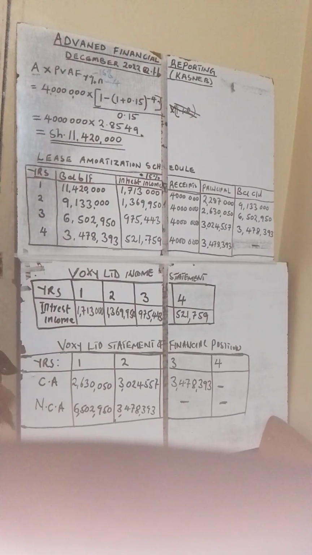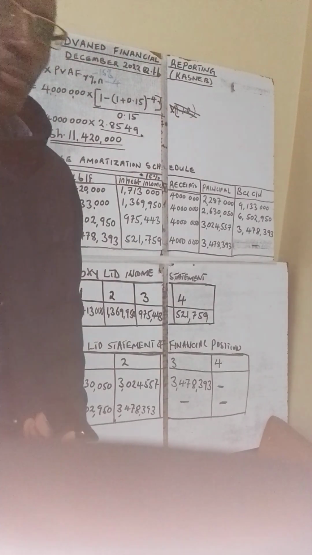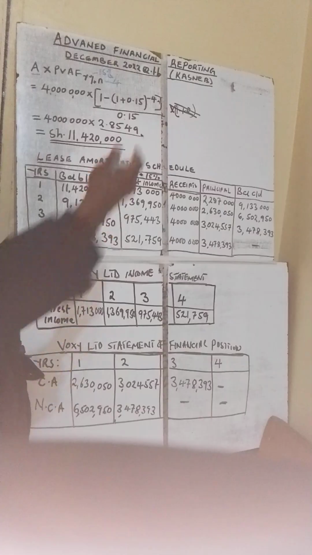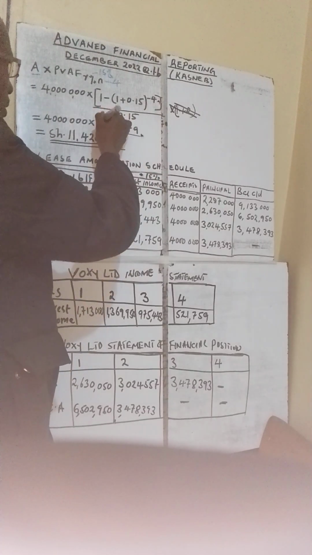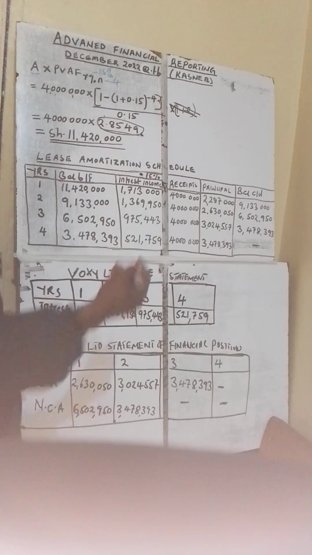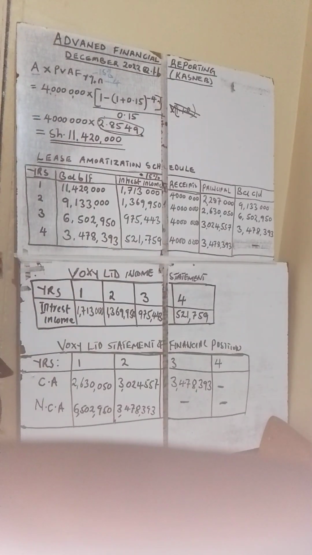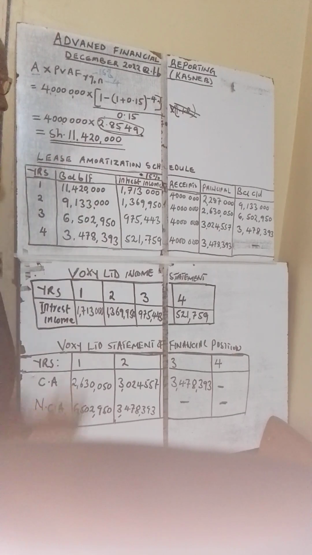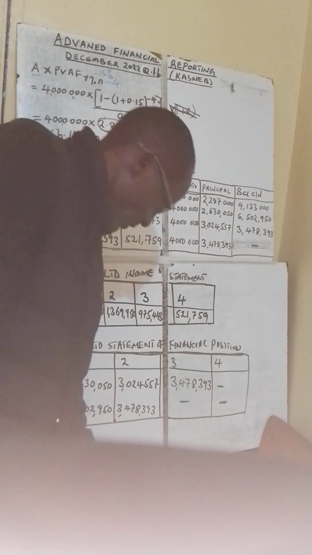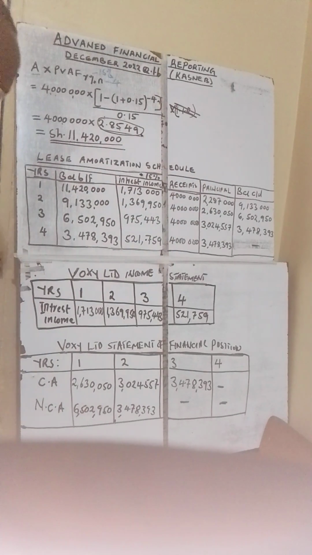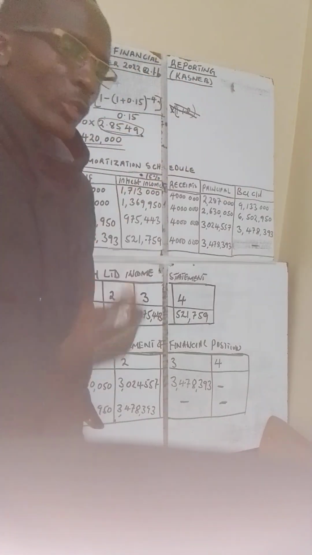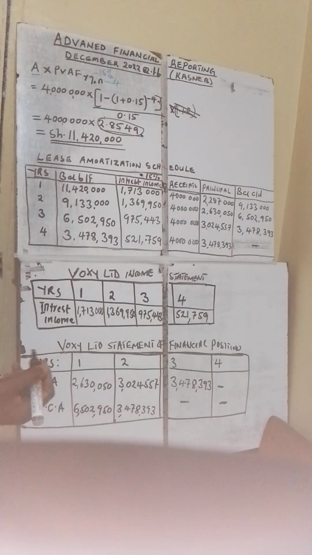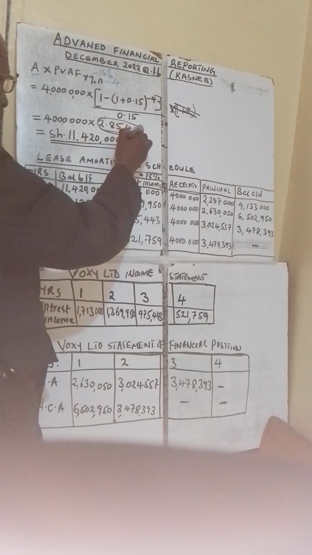If you go to the tables provided in financial management, and look at 15% and 4, you'll be able to establish this number there. But the other way of calculating it is that way. So if you work out this, multiply by 4 million, you get 11,420,000. So that is our initial lease investment. Calculating the present value of those rental payments was the first step. So we got this figure here.